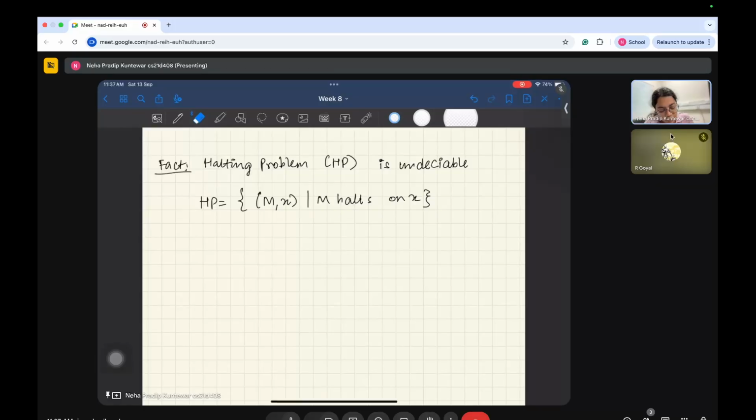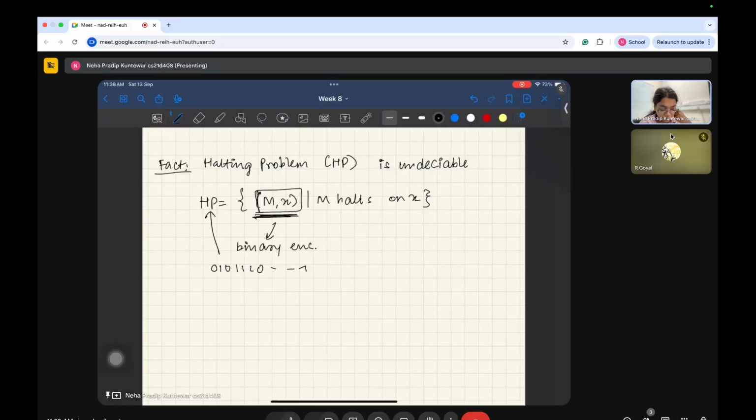Now, whenever we talk about the input, we always talk about a binary encoding of it, an encoding of the input as well as an encoding of the machine. So think of (M, x) as input to the HP. There is a binary encoding, therefore the input to HP is going to be a binary string.